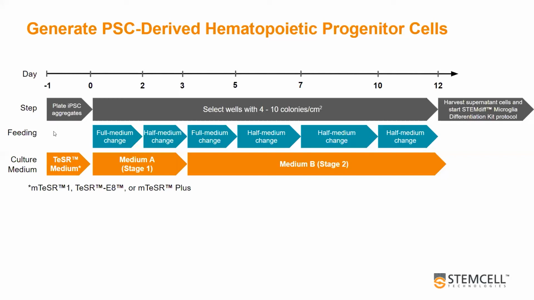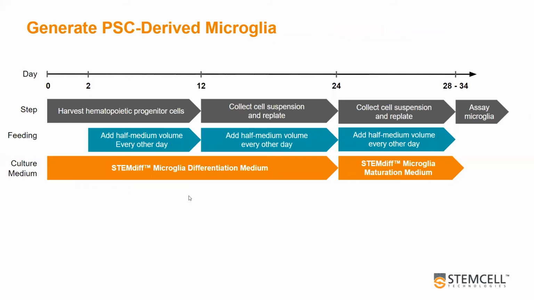To start with, high quality PSC and desired colony density is the key to success. And this step will take about 12 days. After that, we culture these progenitor cells with STEMdiff microglia differentiation medium. 24 days later, the medium will be switched to STEMdiff microglia maturation medium.